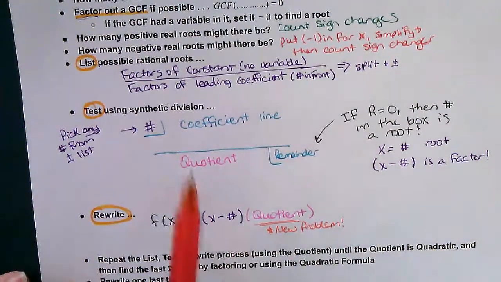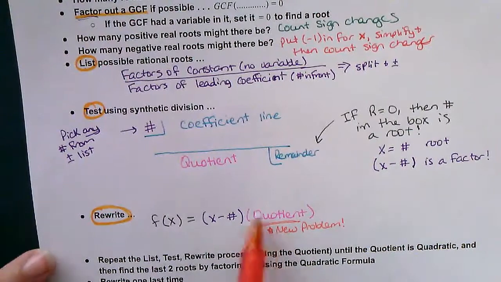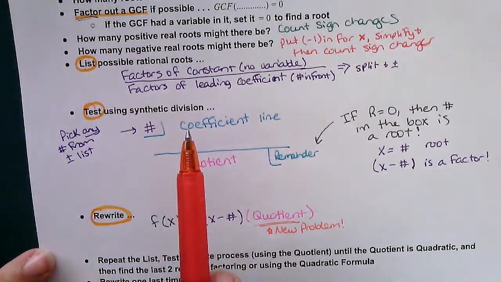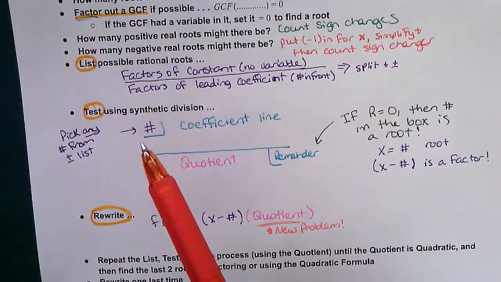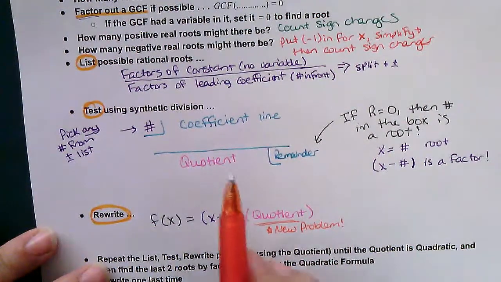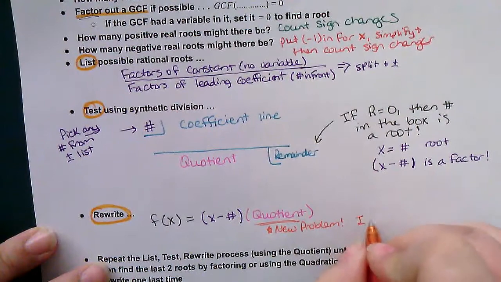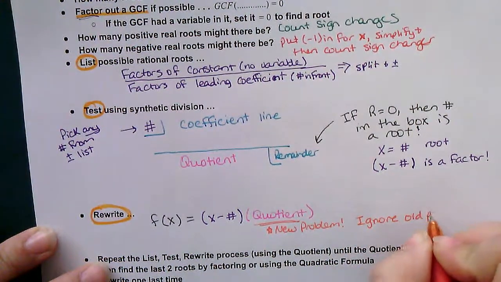Okay, now I completely ignore the original problem. Completely ignore it. And I only focus on this new problem. Because if I keep going with the original problem, I'll just keep spinning my wheels and I'll have to test every single one of those numbers. And that's just not a good use of your time. So you want to step down. So once you find a root, then you want to just focus on what's left of the problem and use it.